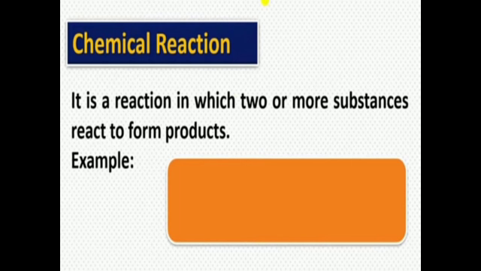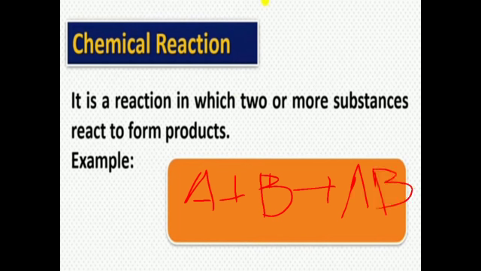For example, a general example: A plus B gives AB. These two substances are the reactants. They react to form products. AB we term as the product. This is a chemical reaction.